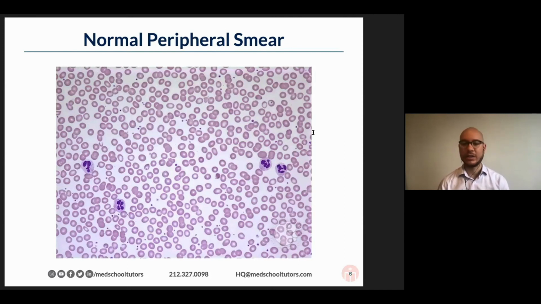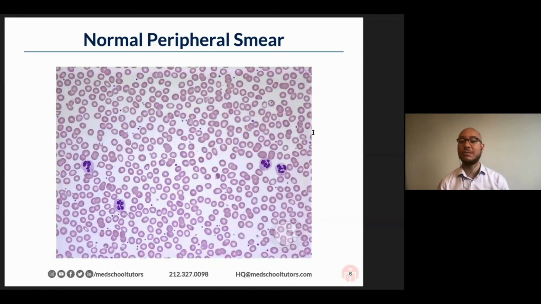Again, keeping this to the med student and test-taking level, generally speaking, you're looking for those three cell types. You're looking at the red blood cells. You're looking at their shape. You're looking at their number. You're looking at the central pallor, which should be somewhere between 30 and 45% of the diameter of the cell. All of these are clues to whether there's a pathologic process going on in the red blood cell lineage.